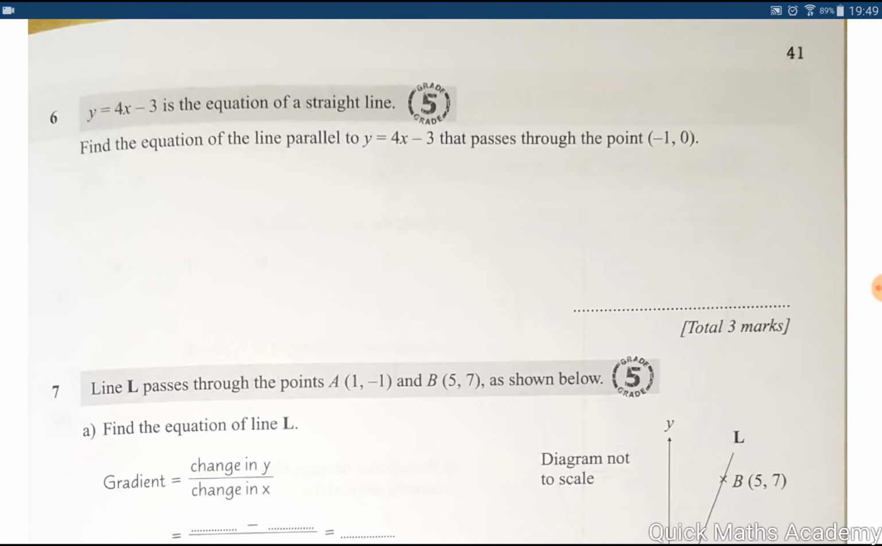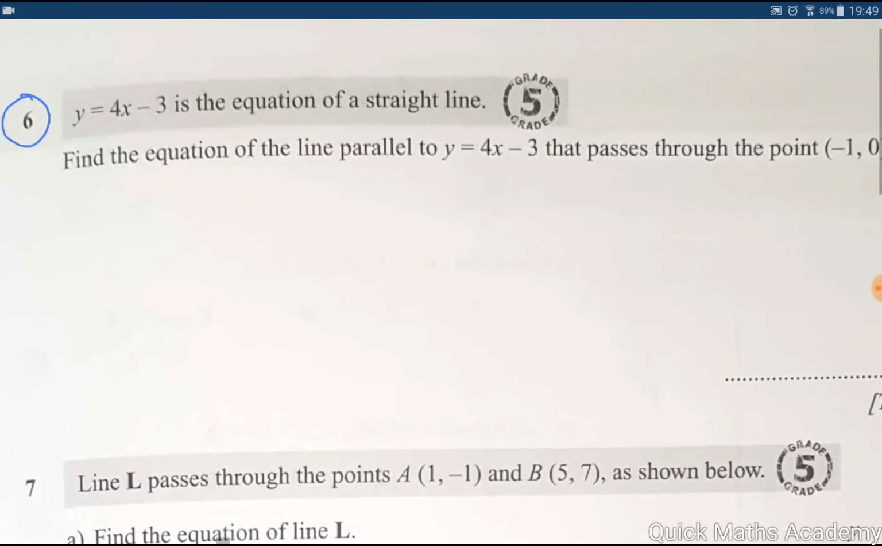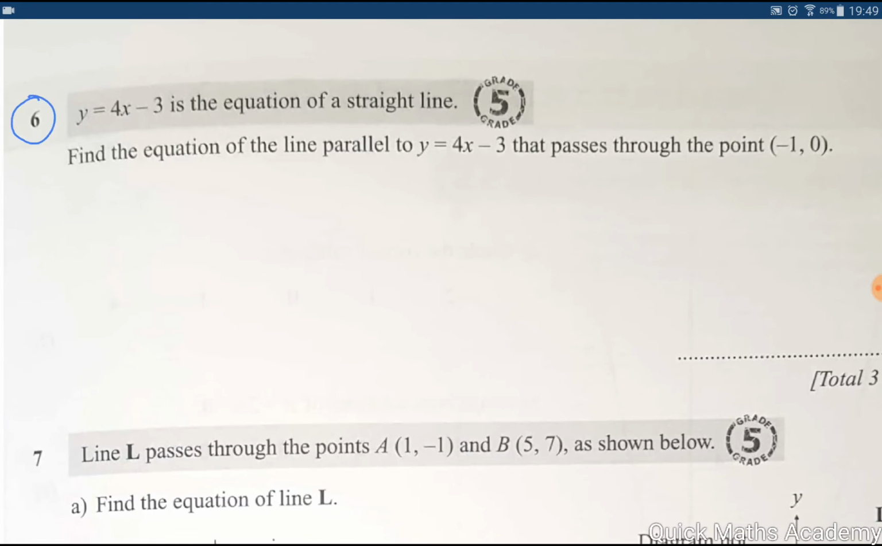Okay, we are going to exercise number 6, and y equals 4x minus 3 is the equation of a straight line. Find the equation of the line parallel to that line, 4x minus 3, that passes through that point. So we have a line that is parallel to 4x minus 3 and passes through that point.